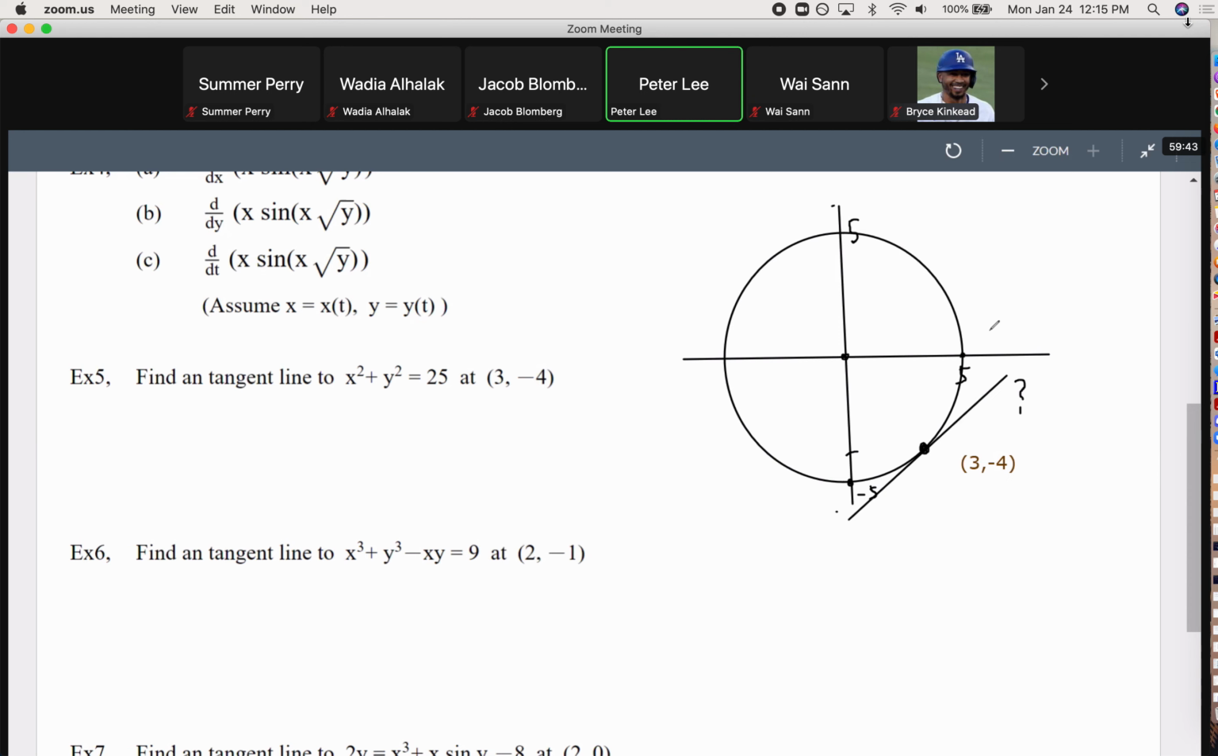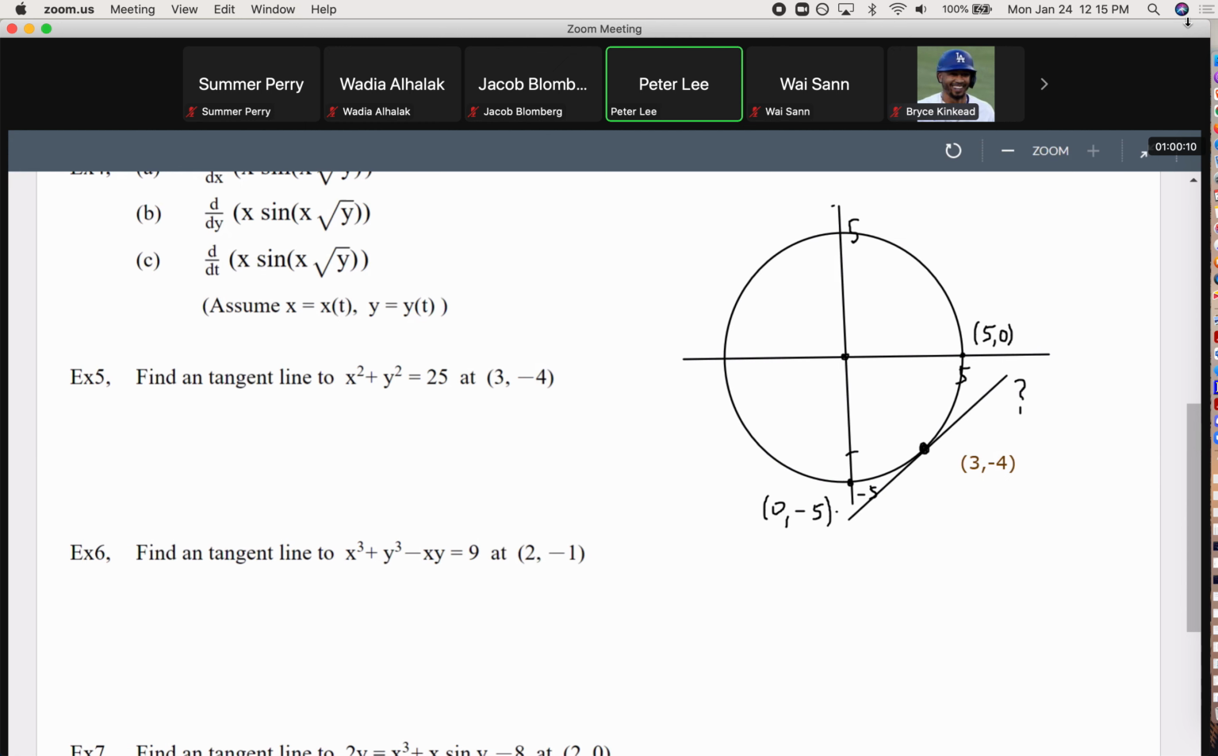So is the point 3, negative 4 closer to the point 5, 0, or is the point 3, negative 4 closer to the point 0, negative 5? Which one is it? Can you all see that the point 3, negative 4 is a point closer to the point 0, negative 5 than the point 5, 0? You see that? So it looks like it is going to be tilted a little bit less.